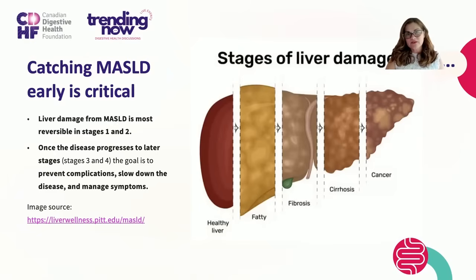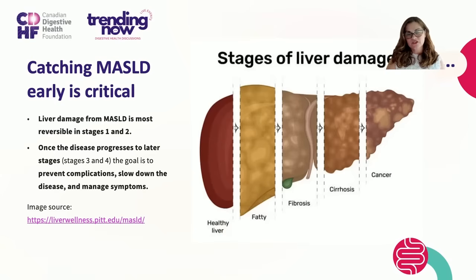Liver damage from MASLD is most reversible in early stages, fibrosis stages 1 and 2. With healthy lifestyle changes and sometimes medication, many people can see big improvements. Once the disease progresses to the later stages, stages 3 and 4, it becomes much harder to reverse the damage. At that point, the goal is to prevent complications, to slow down the disease and manage symptoms.